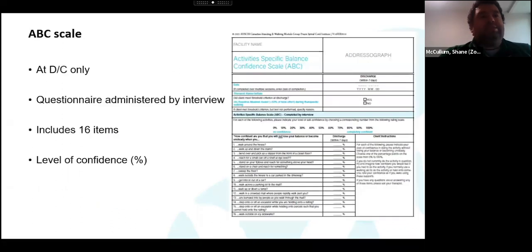And I think, yes, the ABC scale. So the activity-specific balance confidence scale is only completed at discharge. It's a questionnaire administered by interview, which includes 16 items. And it asks the participant what their level of confidence is. Someone can have 0, 10, 20, 30. So examples are asking somebody if they're walking around the house, if they're walking up and down stairs, what their confidence would be, walking outside on icy sidewalks.